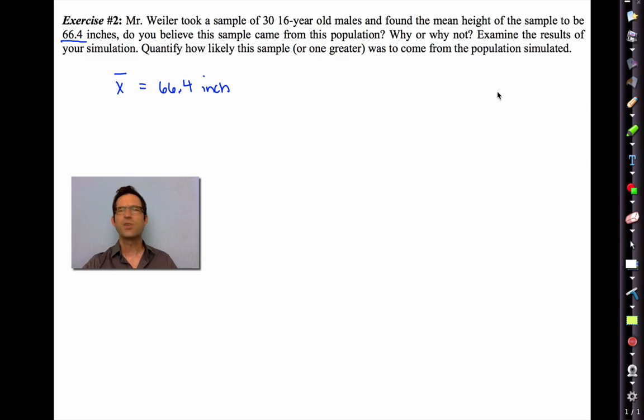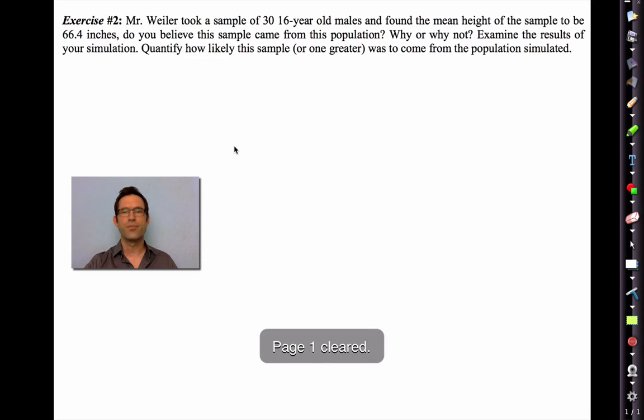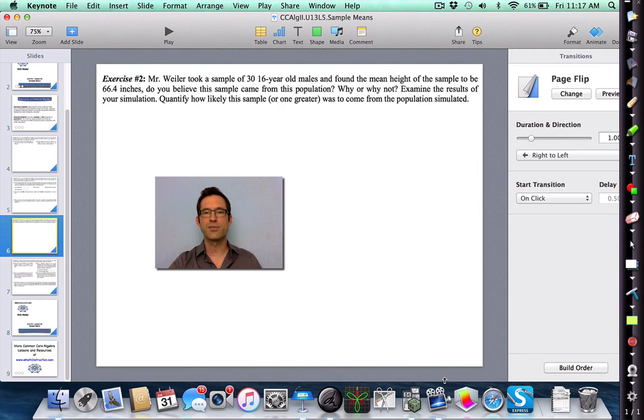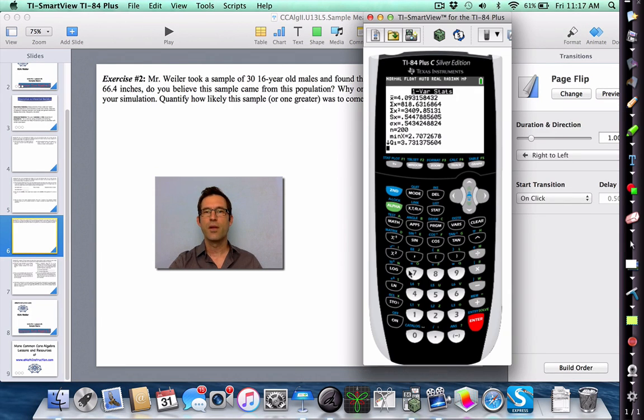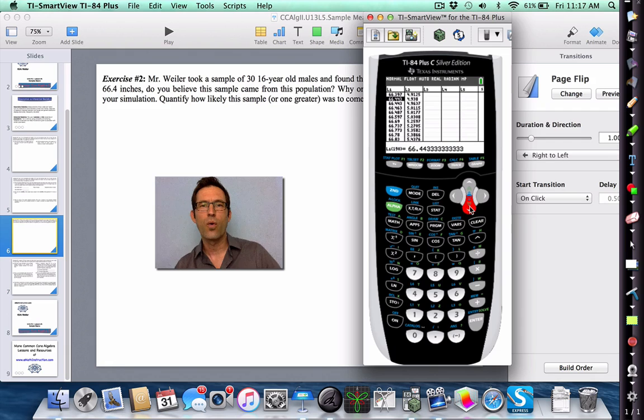Quantify how likely this sample, or one greater, was to come from the population simulated. All right. So again, I'm going to clear this out. We're going to pop out for a moment, and we're going to look at our results. Okay. Let's go into Stat, and let's go into Edit. Let's find about where 66.4 lies. Now that's actually one of the higher ones, so let's look at it. Let's see, we're getting there. All right. There's the first one that's 66.4 or above.